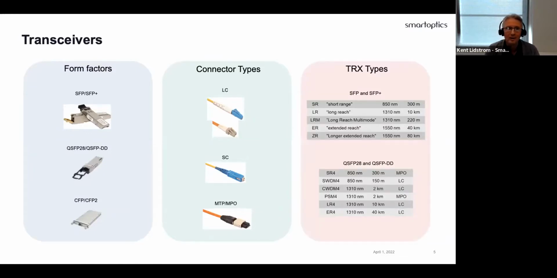Among each form factor, there are multiple different types as well. So if we take the SFP and SFP+, we have, for example, short range, long range, extended long range optics, where you use different wavelengths to get different transmission distances. So that's on the 10 gig, up to 10 gig.